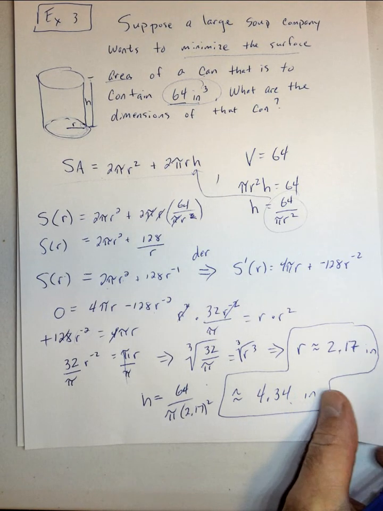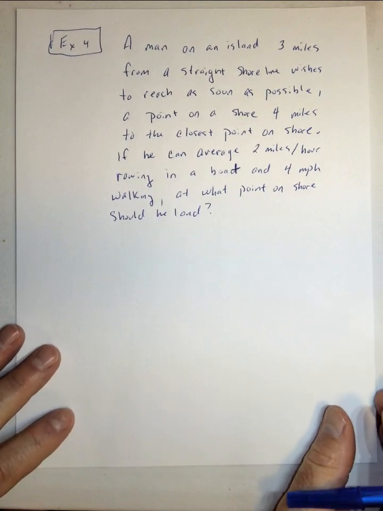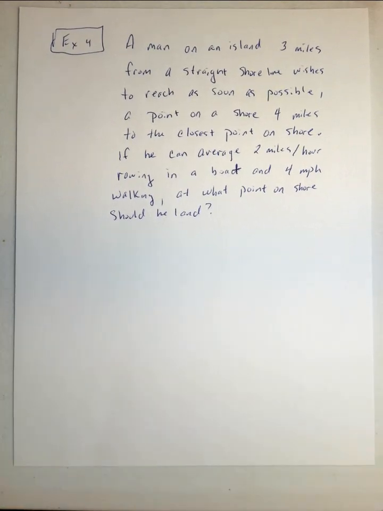Okay, got 2 more examples for you. This next example is, we have a man stranded on an island, finds a rowboat, and he is going to get to shore. He needs to get upstream 4 miles from his closest point as possible.